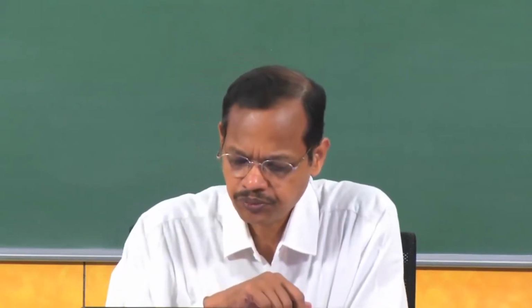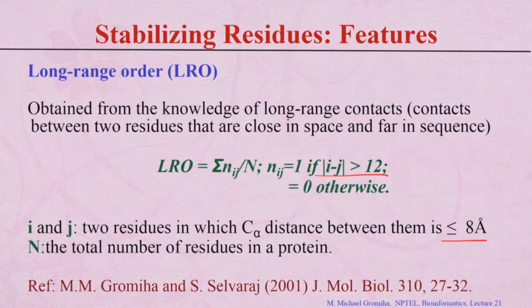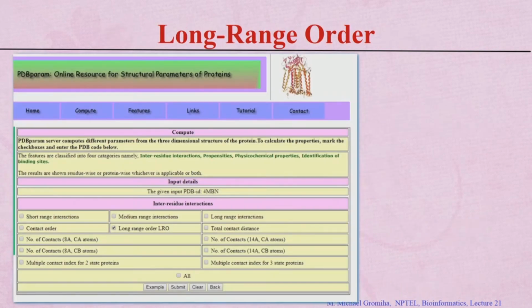If we take 152, how many residues form long range contacts? 98, 95 and 94. In this case you can see Nij equals 1, 2, 3. Then if you have Nij, and we know the number of residues in a protein, you can calculate the long range order using this equation. If Nij equals 3, then 3 divided by, for example, 153, gives you the value. So, you can use PDBparam to obtain the values.